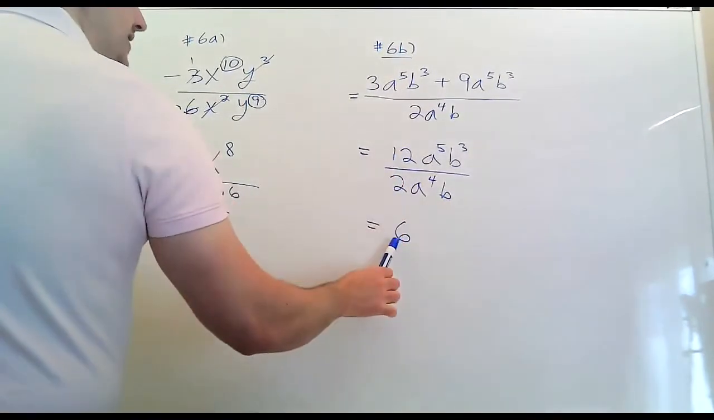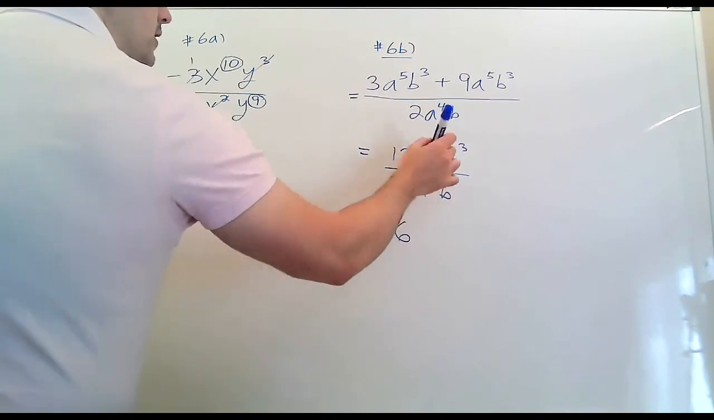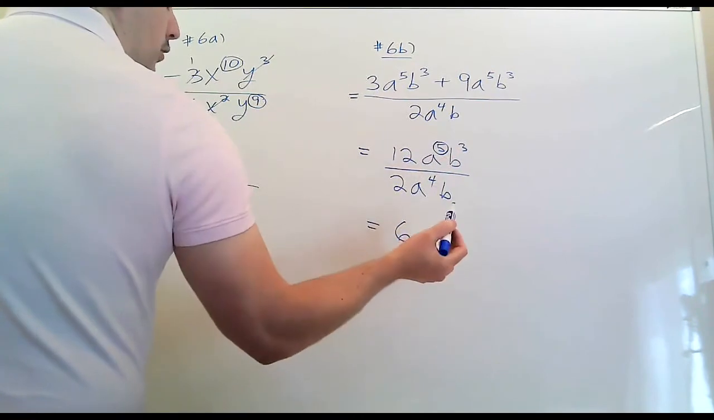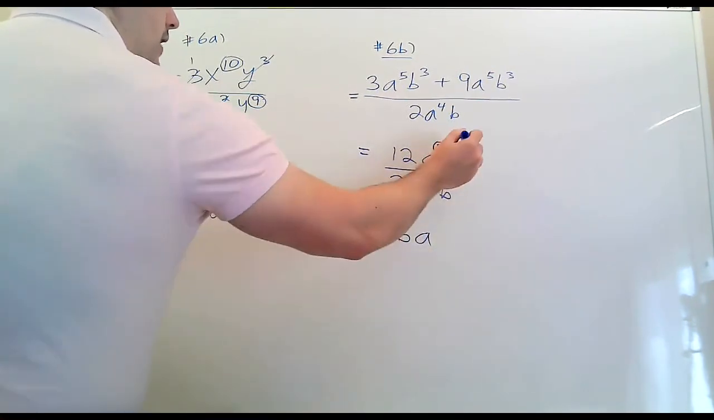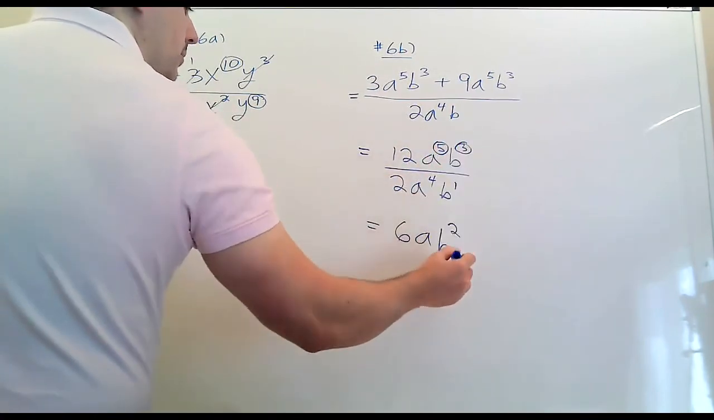So 12 divided by 2 is 6. Now you have a^5 and a^4. Again, start with the bigger one and subtract. 5 take away 4 is 1. You can put the 1, but you don't have to. Now again, start with the bigger one. b^3, take away b^1, leaves you with b^2.